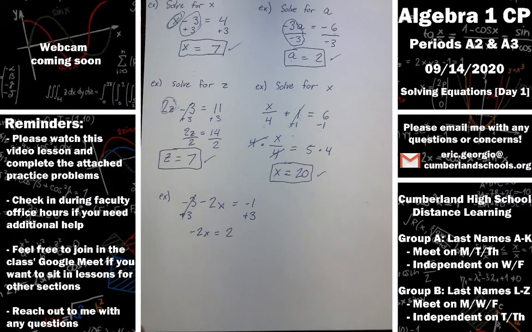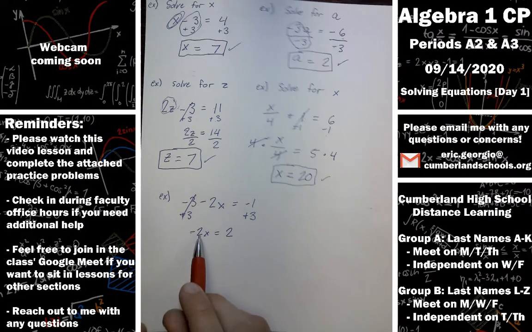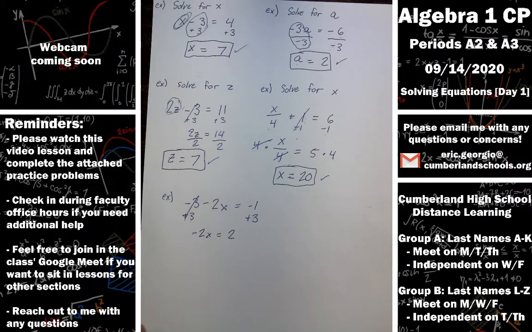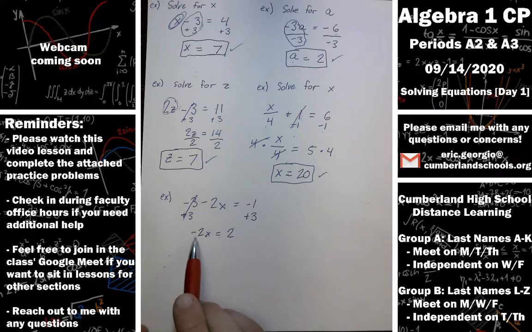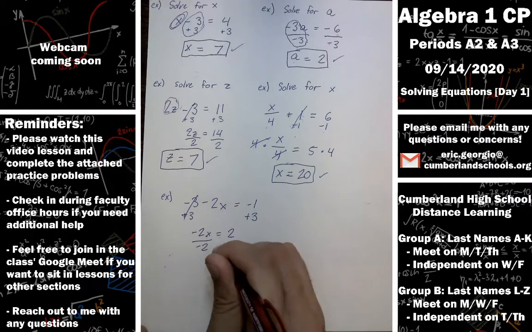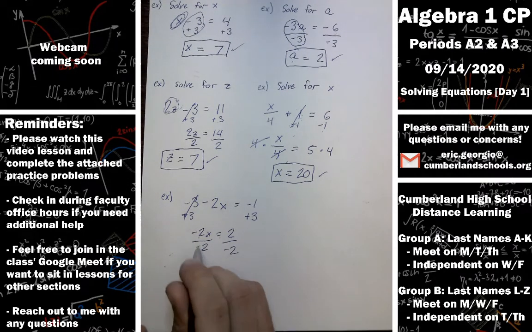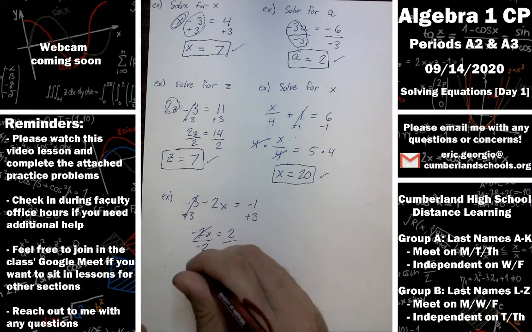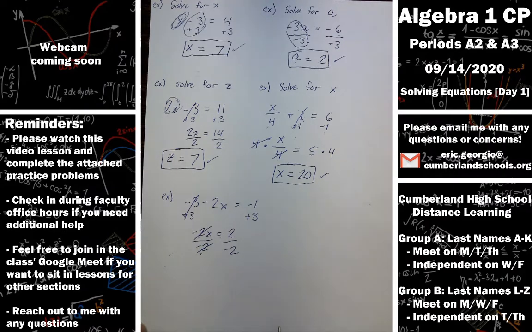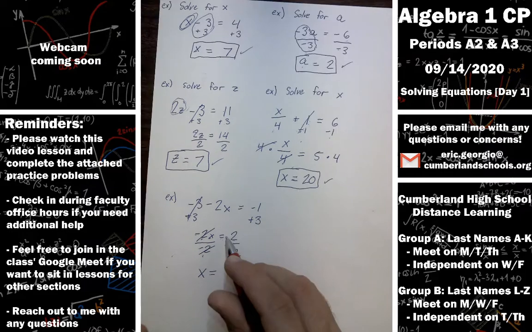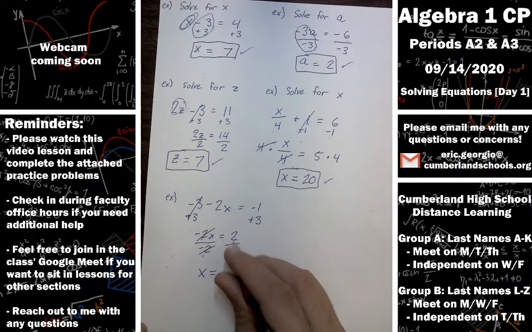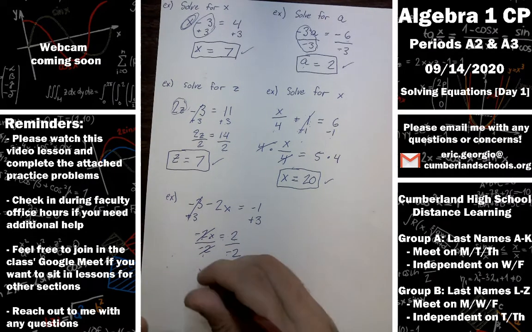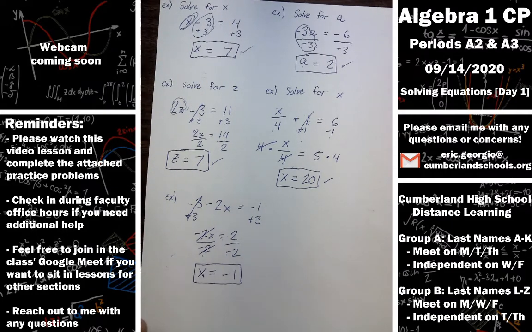Now, what do I do? I have negative 2 times x is equal to 2. Think about it. It's asking you negative 2 times some number is equal to 2. We can divide both sides by negative 2 to undo the multiply by negative 2. Multiplying by negative 2, dividing by negative 2 cancels out. I'm left with x equals 2 divided by negative 2. Positive divided by negative is negative. 2 divided by 2 is 1. And so you get a solution of x equals negative 1.